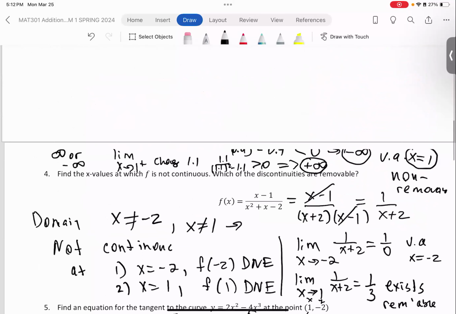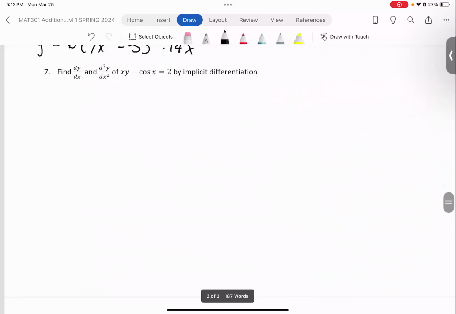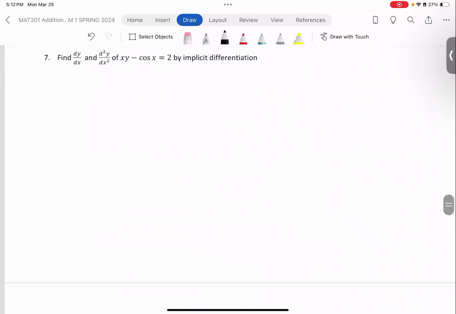So let's go. Yeah, there are two questions in here. For number 7, there are two questions. One of them is asking to find dy dx, which is the derivative, and the second question is to find the second derivative. There are two questions in one here. So let's go, and it will give us a little practice dealing with implicit differentiation.